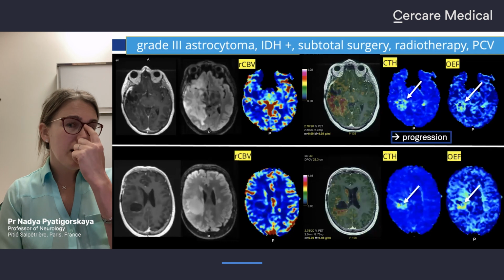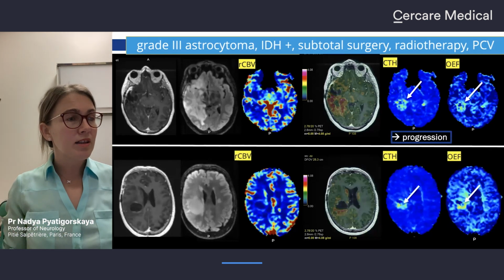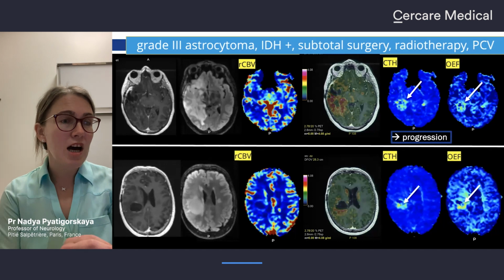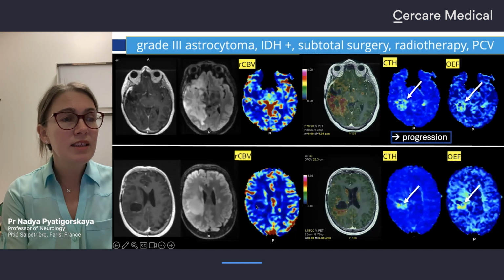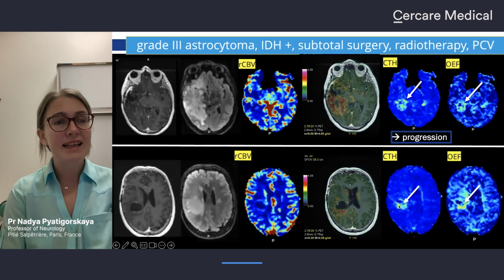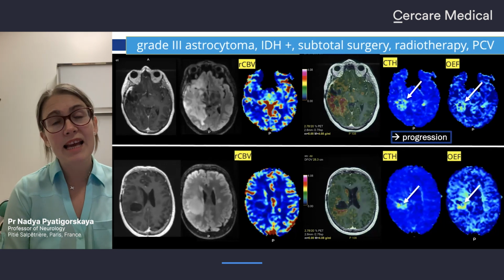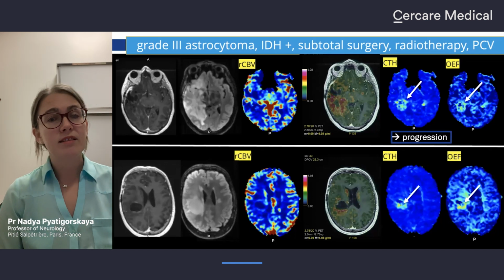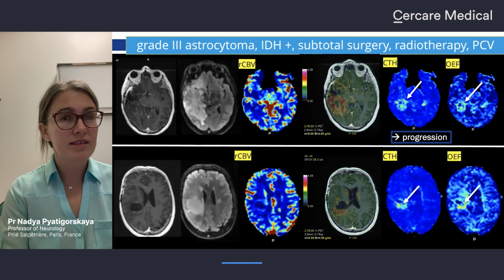More interestingly, there was a second lesion. This lesion was quite liquid, and so we suppose that actually it was radionecrosis. But when we look in our markers, we don't see much increase on rCBV. The PET is intermediate, but we see exactly the same profile with CTH and OEF. And actually, this was also the second tumor lesion and not radionecrosis.